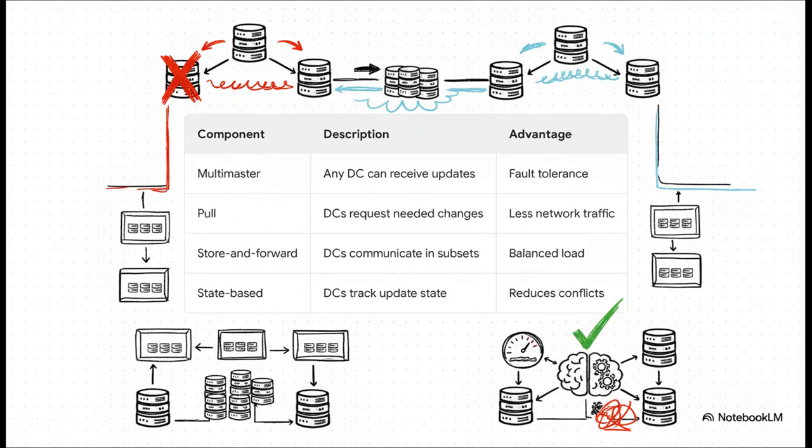Multimaster means any server can take an update, so there's no single point of failure. Pull replication means servers only ask for what they need, which saves a ton of bandwidth. Store and forward is like a relay race for changes, passing them from one server to another to balance the load. And state-based replication is the brain of the operation, making the whole thing smarter by only tracking the final outcome of changes. Let's break a few of these down a little more.